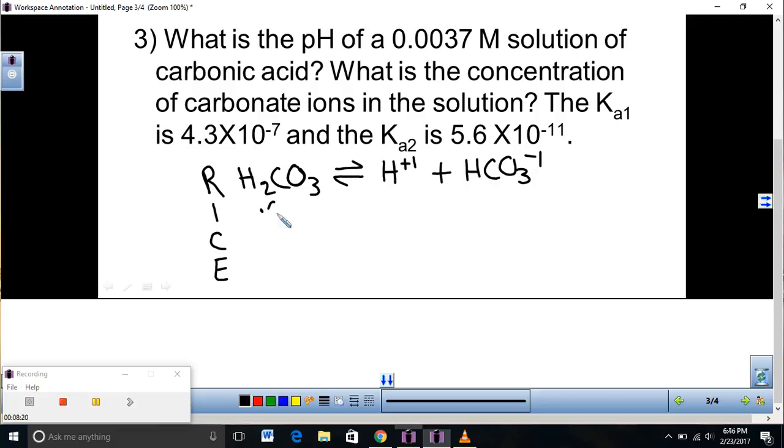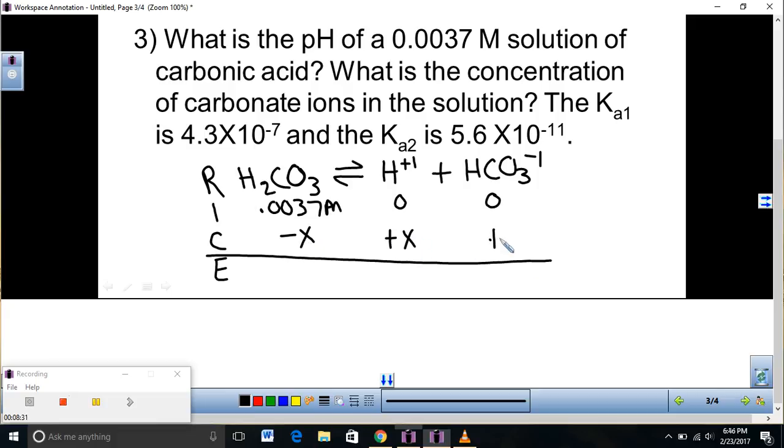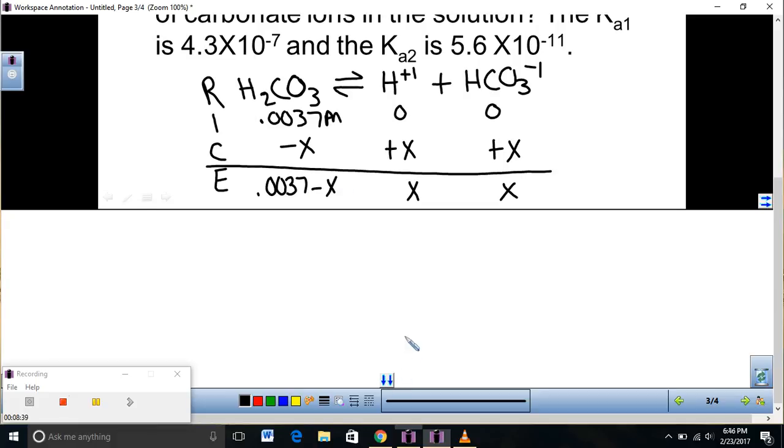We're going to start out with 0.0037 molar. This is 0, 0. This is going to be minus X. We're going to add X, add X. We get X, X. So it just looks like a normal pre-AP rice table. Then we're going to put the products over the reactants, so you end up getting X squared over 0.0037 minus X. We're going to set that equal to something.